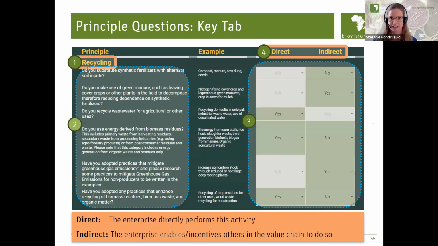Next. And this is the heart of the tool. You will have all the 13 principles listed here, with questions and examples of the questions to make them more understandable. And you always have the option to rate it directly or indirectly. So for example, if you are a farmer cooperative producing agroecological tomatoes, and you have questions about, do you use green manure, for example, do you substitute synthetic fertilizer? You have a direct influence as this enterprise, so you use this column. But if you're, for example, a restaurant that is sourcing produce from agroecological farmers, you have an indirect influence. So that's the difference. Is your sphere of influence direct or indirect?